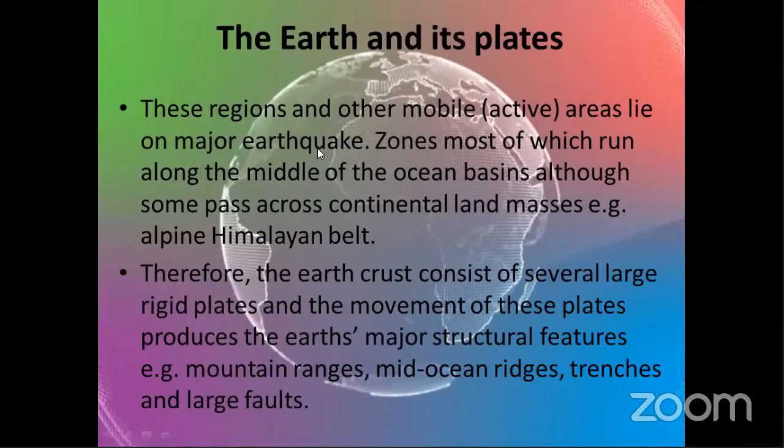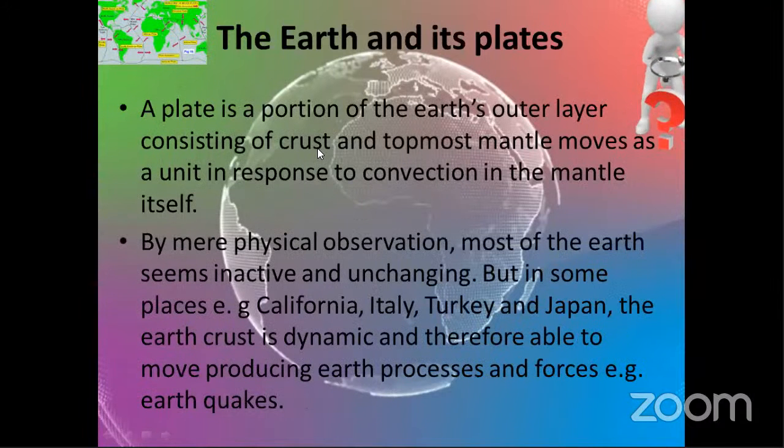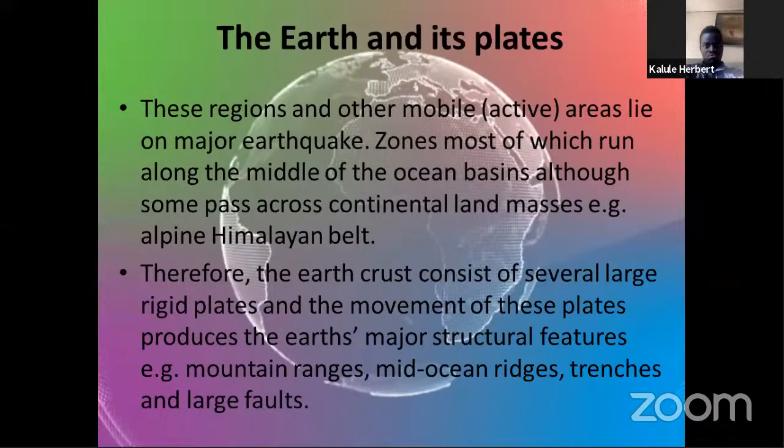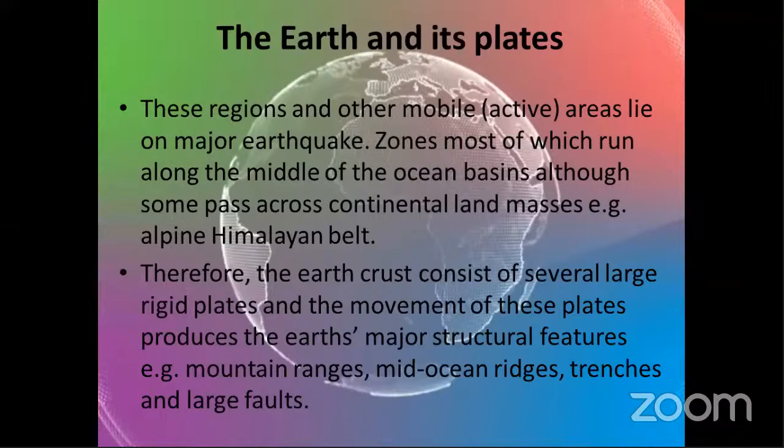We have looked at what a plate is. By mere physical observation, most of the Earth seems inactive and unchanging. But in most places the Earth is dynamic and therefore able to move. Continuing here, we are looking at those places that are moving. Where we are experiencing many earthquakes, those are the active zones that show that the Earth is really in motion. When you look at the Himalayan belt, there are a lot of processes taking place.